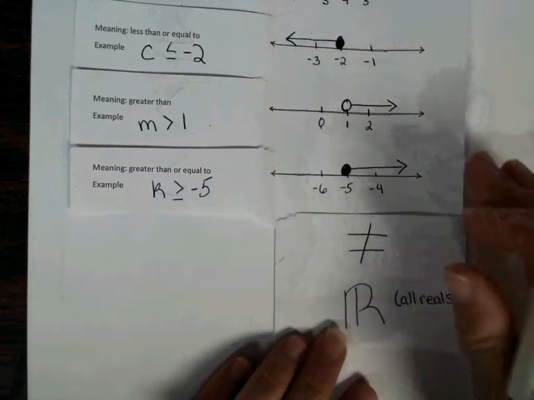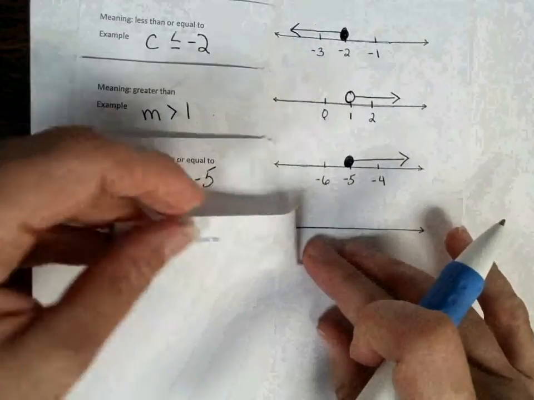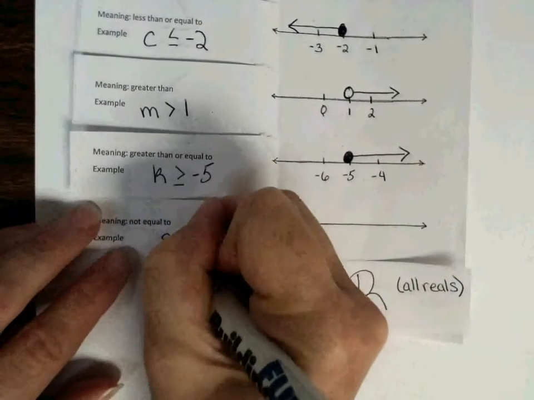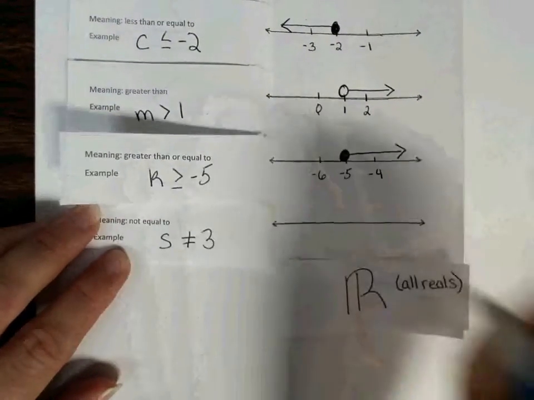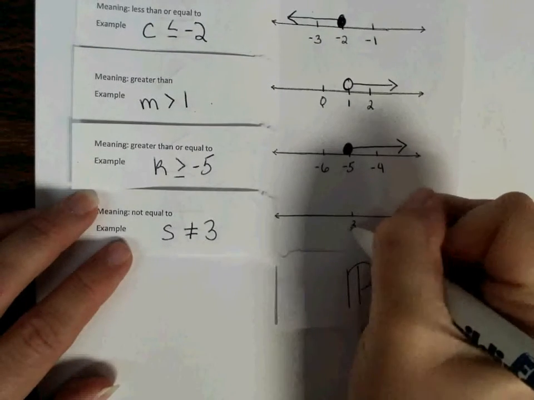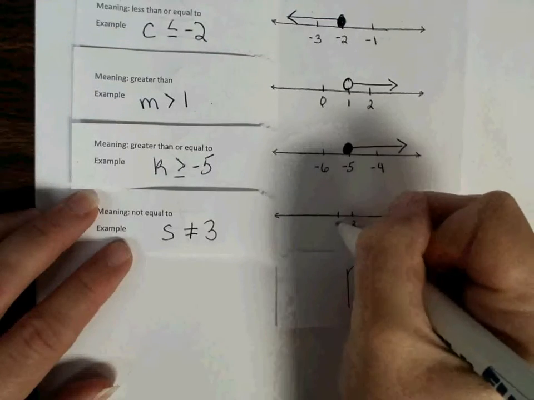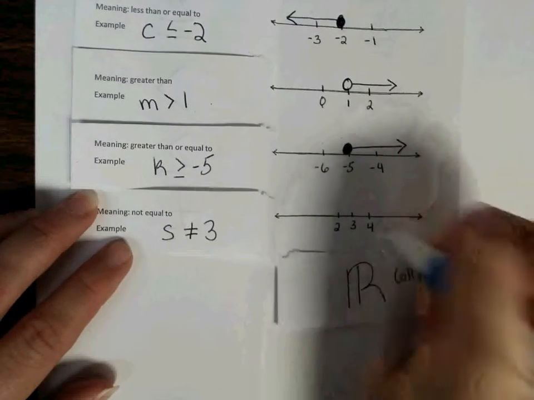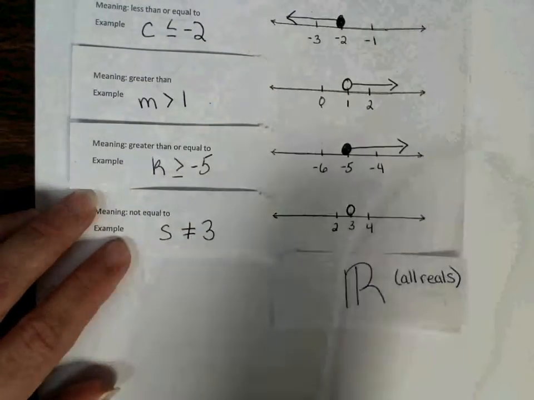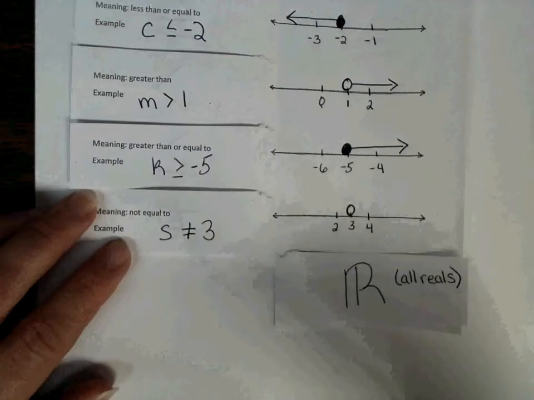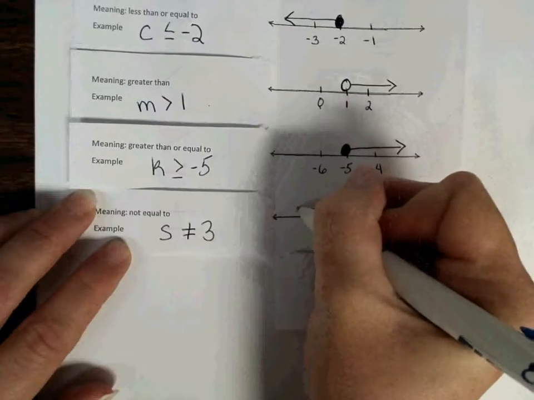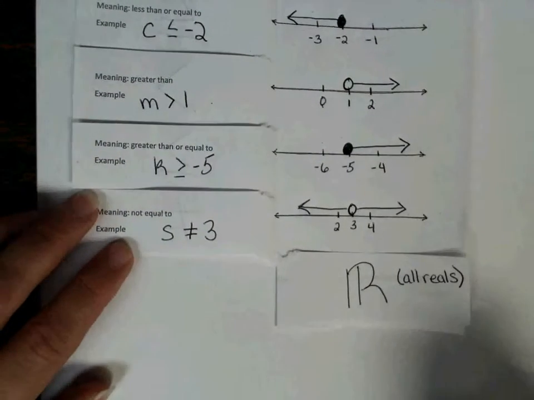An equal sign with a line through it means not equal. And so if something's not equal, we could have maybe S does not equal 3. And if I had that case, I would put my 3 on my number line, 2 on the left, 4 on the right. I would have an open circle on 3 showing that it's not equal. Open circle means you don't include that value. And then I'm going to shade to the left and to the right because it can be all the other numbers.